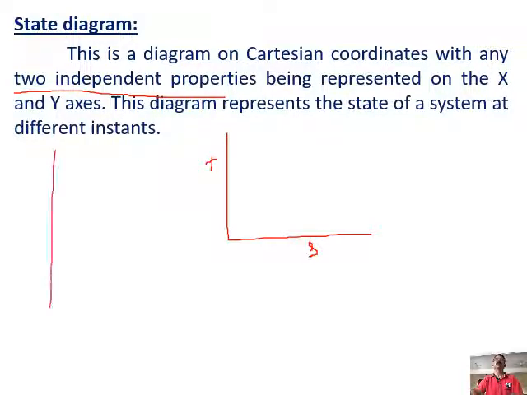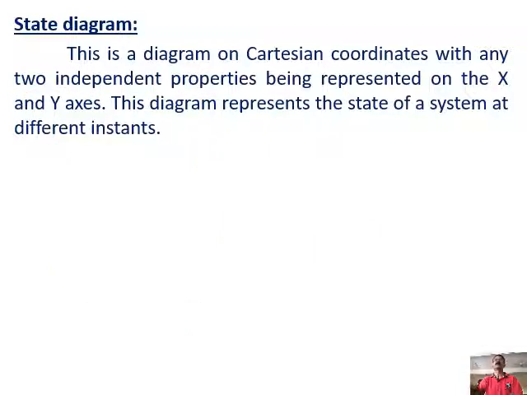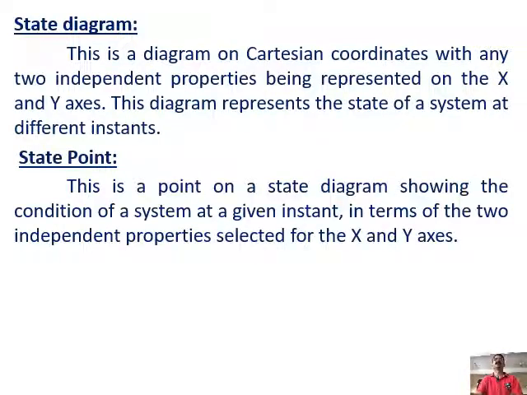Similarly, I can show pressure and volume. Pressure on the y-axis and volume on the x-axis, then it is called a PV diagram. Similarly, you can mark pressure-enthalpy, temperature-enthalpy, pressure-temperature, temperature-volume. So any two independent properties, if you take and represent on these two axes, such a diagram is called a state diagram. All thermodynamic process analysis will be done using this state diagram.